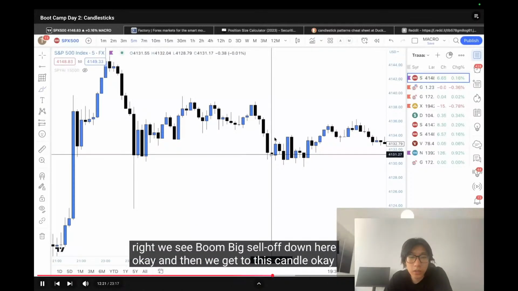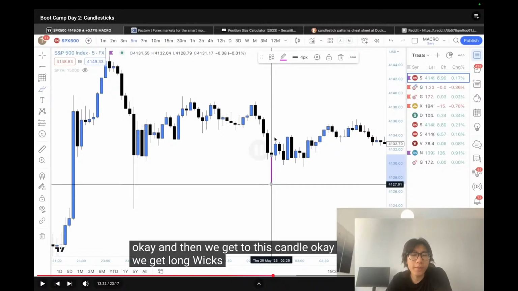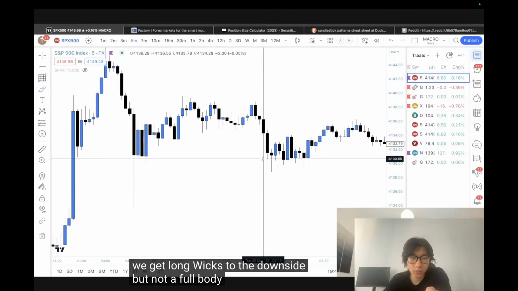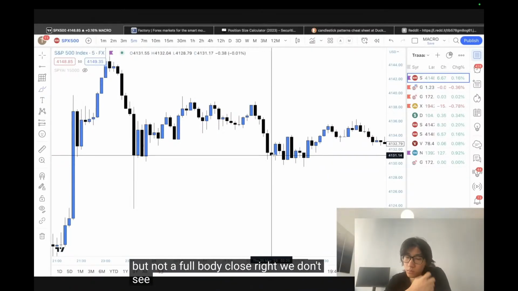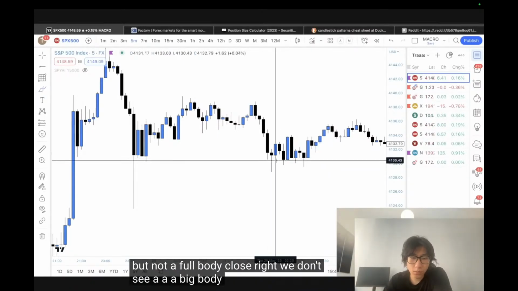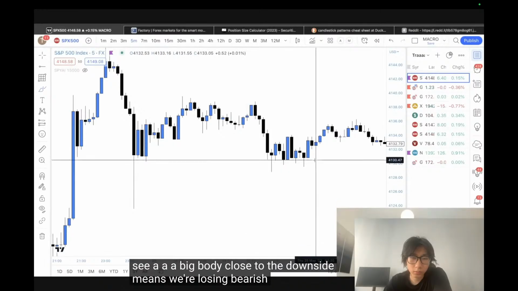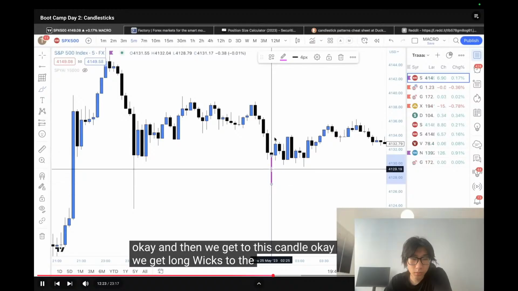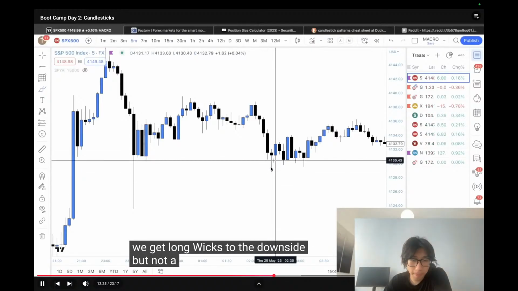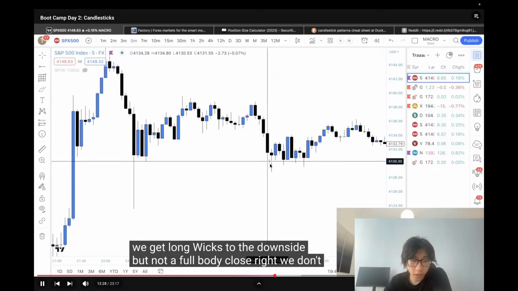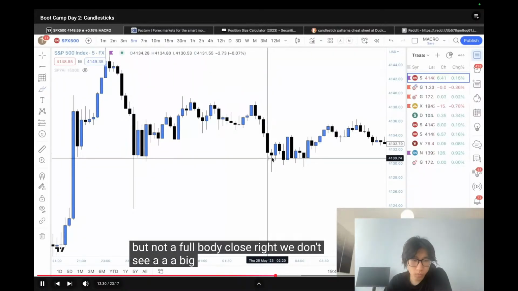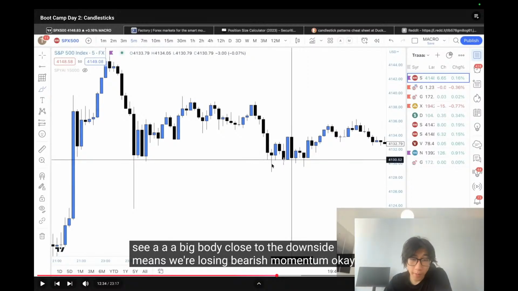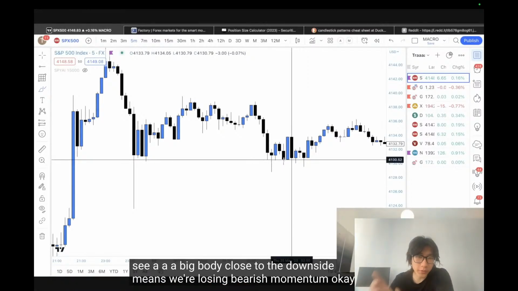This candle. Okay, we get long wicks to the downside, but not a full body close, right? We don't see a big body close to the downside. It means we're losing bearish momentum. We lose bearish momentum, so that means the next momentum is going up.